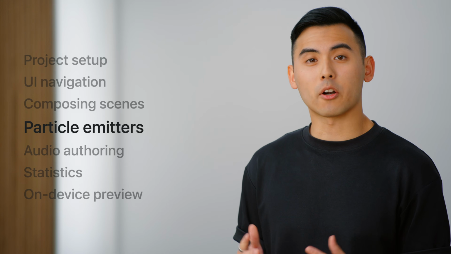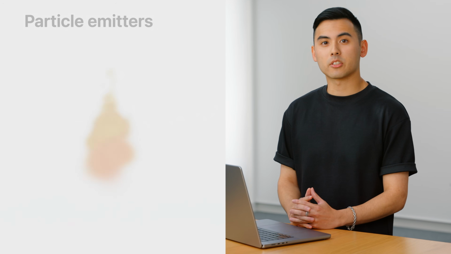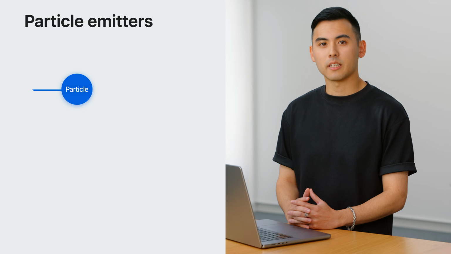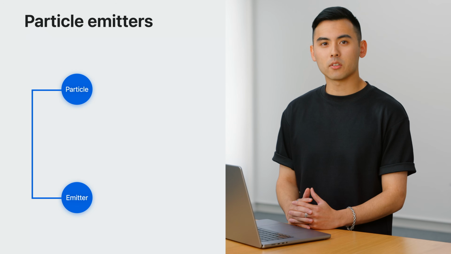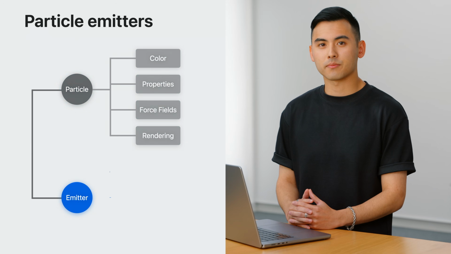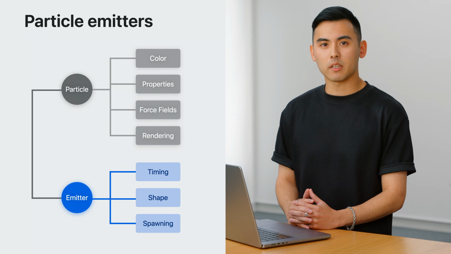Now let's go over particle emitters. Particle emitters allow us to create effects such as this flame in our scene. A particle emitter is composed of 2 parts, particles and an emitter. Both the particle and the emitter have multiple sections of variables to tweak and modify. On the particle, there's color, properties, force fields, and rendering sections. On the emitter, there's timing, shape, and spawning sections.